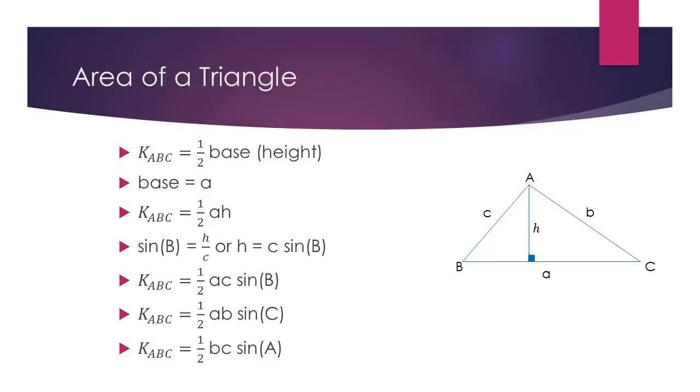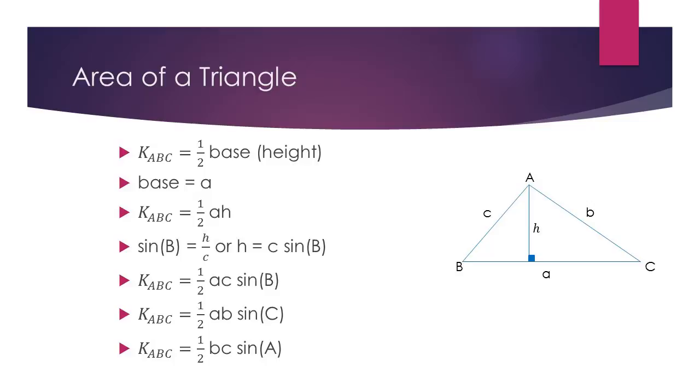If you look at our picture, we have triangle ABC, and we've denoted the sides as lowercase letters of the corresponding opposite angle. So side BC is lowercase a, side AC is lowercase b, and side AB is lowercase c. We decided to draw the height from angle A down to BC, which is lowercase a, so that makes our base a. Now we can plug that back into the area of a triangle and get 1/2 a times the height.